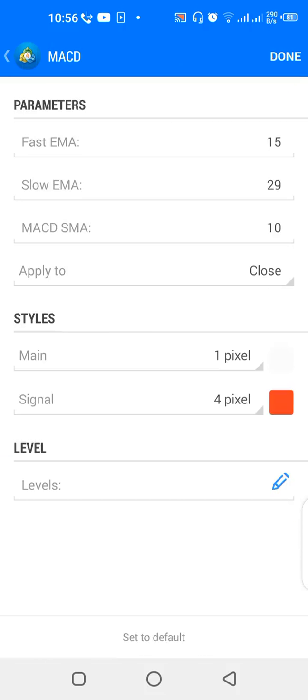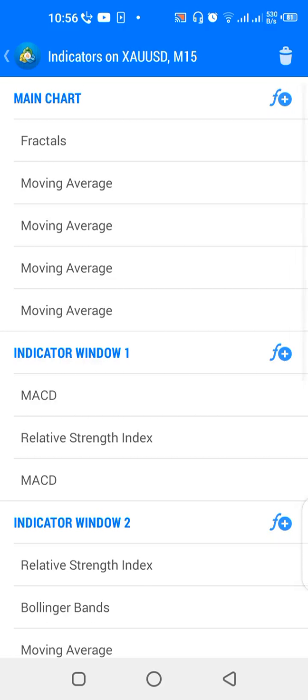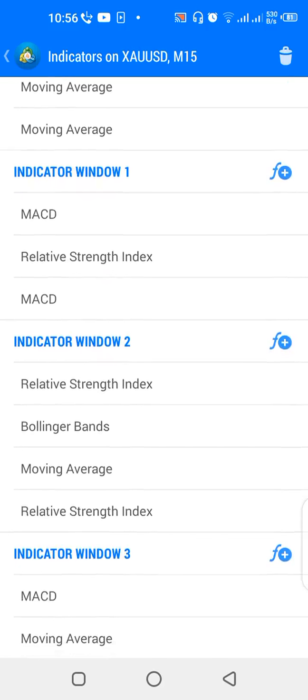Fast EMA is 15. Slow EMA is 29. MACD SMA is 10. Apply to close. Now the color of the main style matches the background color of the chart. And the color of the signal style is red. So that's that for indicator window 1.